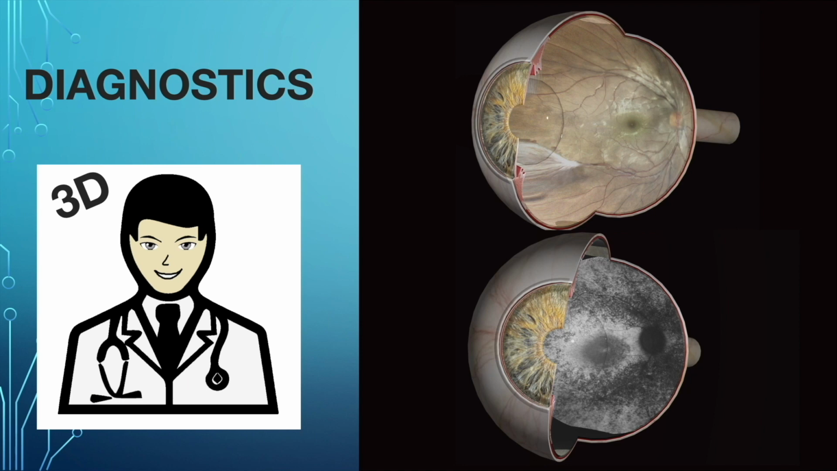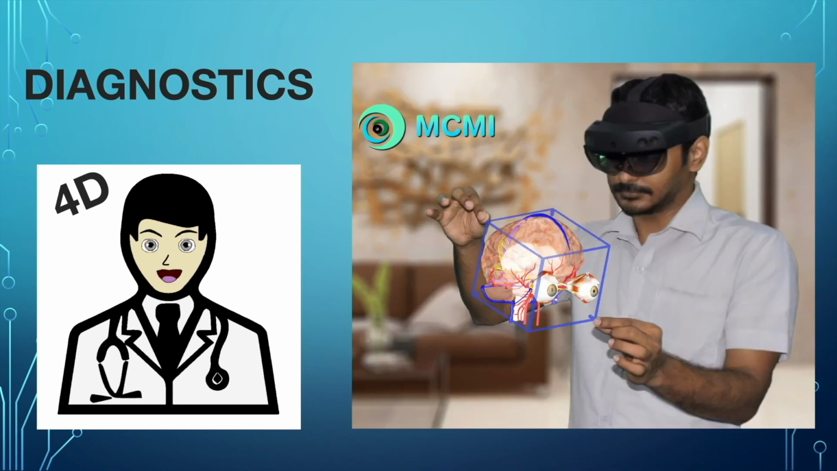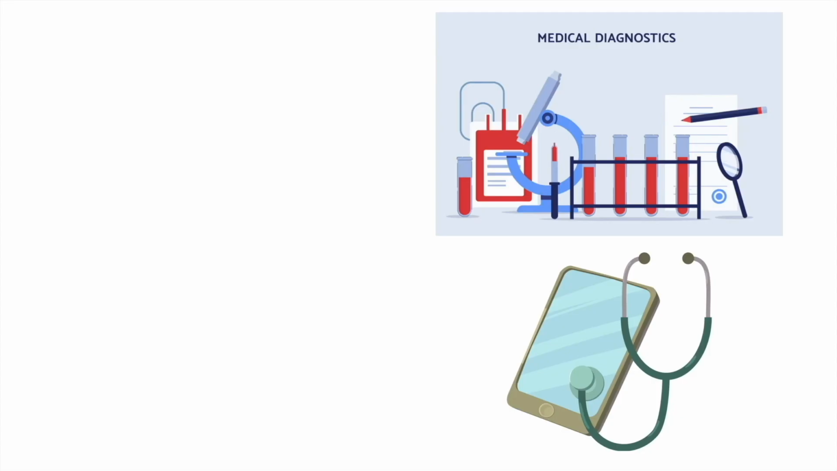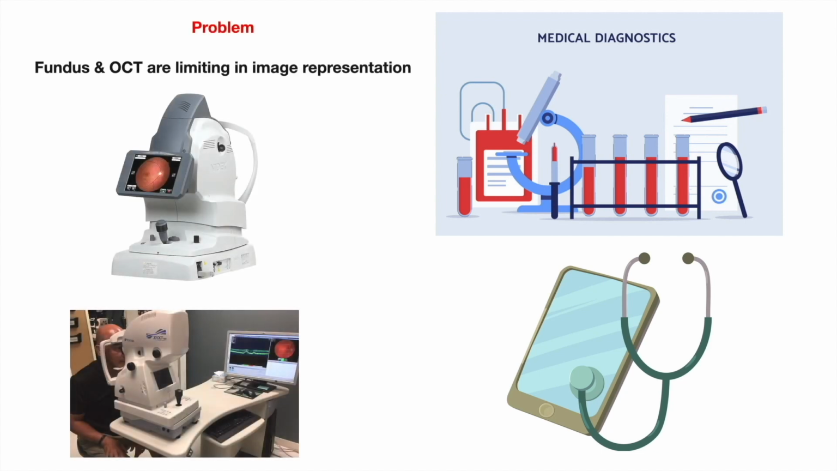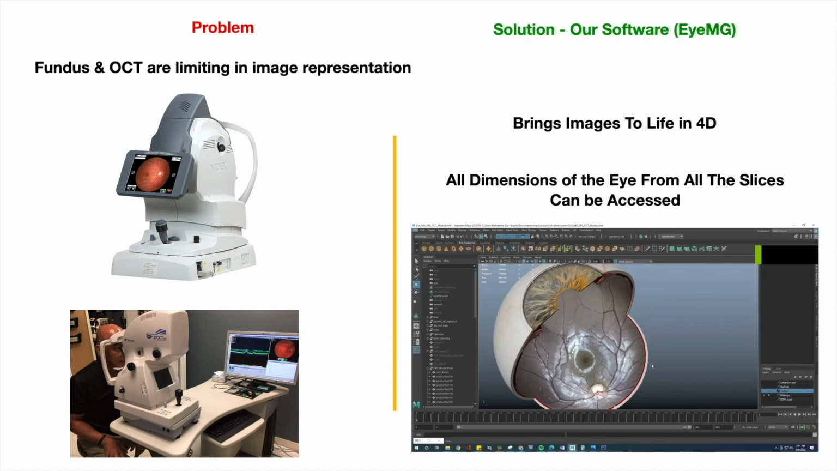Currently, 3D diagnostic systems are slowly becoming available, but 4D diagnostic systems have never been reported in the literature before. Why did we innovate a 4D diagnostic system? Obviously, to address a problem. For example, the fundus and OCT are limiting in image representation in 2D.